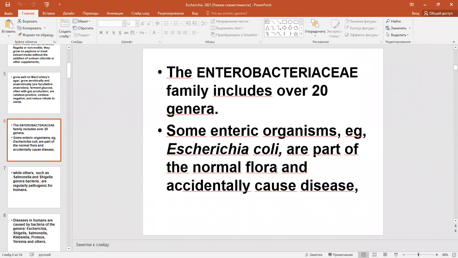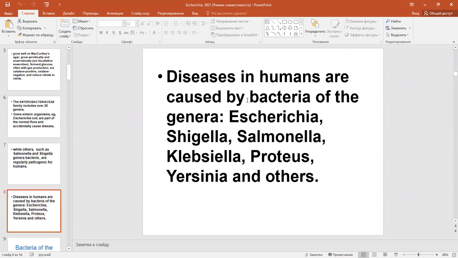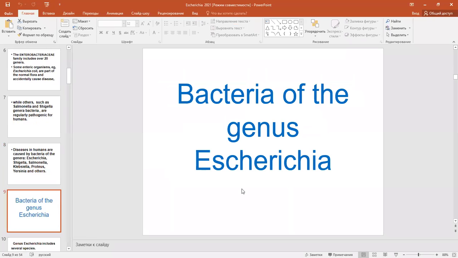So Escherichia belong to normal microbial flora, while other bacteria, such as the Salmonella genus and Shigella genus, are regularly pathogenic for humans. You studied the genera. Diseases in humans are caused by bacteria of genera that belong to the Enterobacteriaceae family: Escherichia, Shigella, Salmonella, Klebsiella, Proteus, Yersinia, and others. So more than 20 genera belong to this family. And now we will study bacteria of the genus Escherichia.